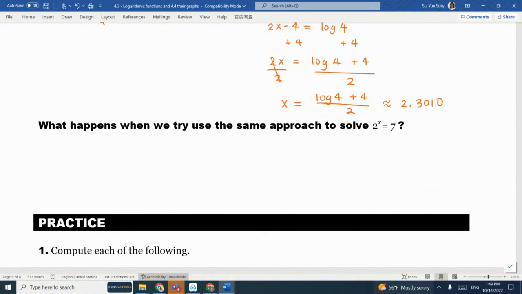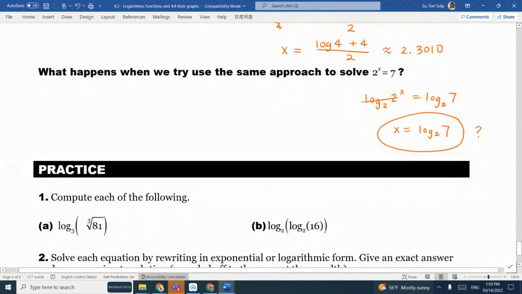Okay, so what happens if we use the same approach to solve this? Well, this is base 2, right? So we want to apply log 2 to both sides. Then now we can cancel the 2. We get x equals log 2 of 7. But the question is, how do we compute that? So that's why next class we learn about the log properties. Then we will be able to relate this to the change of base formula.